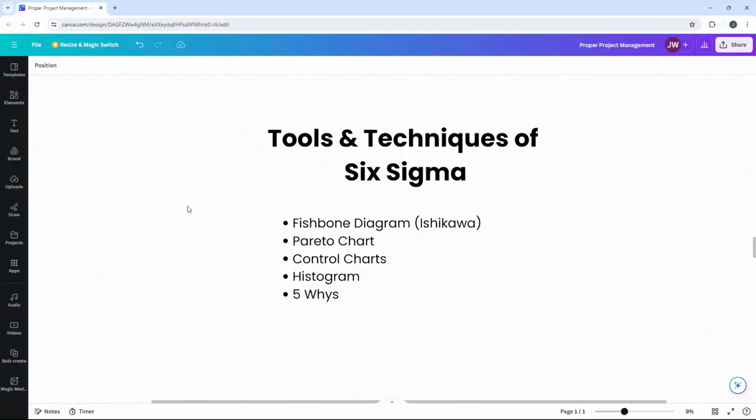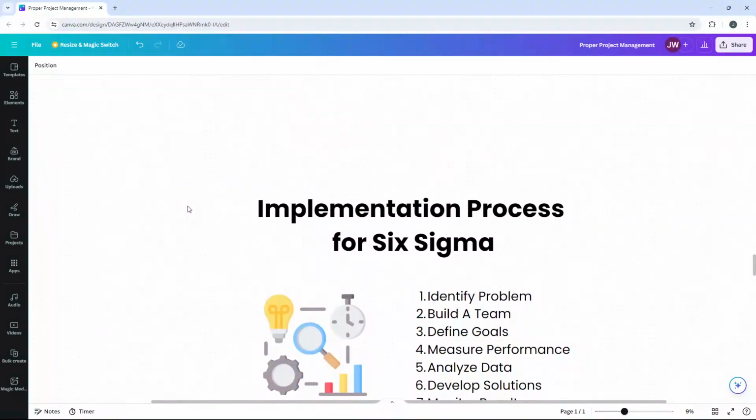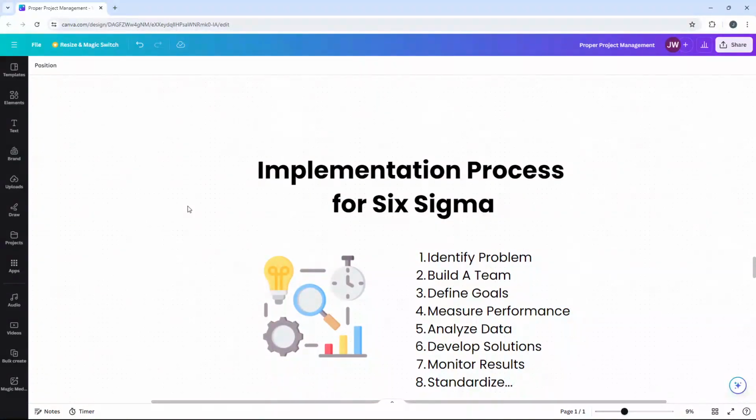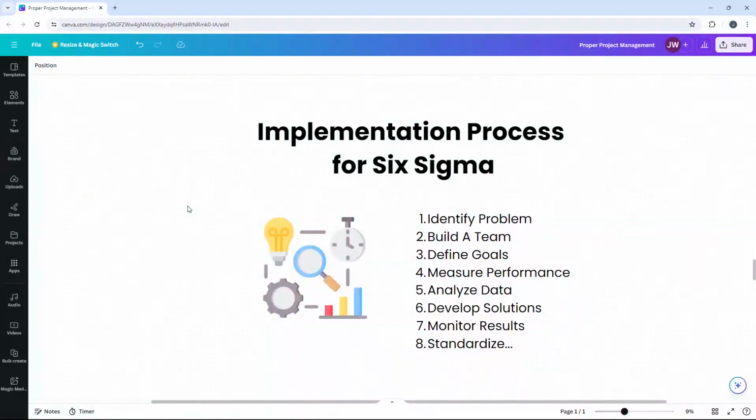So in terms of implementing Six Sigma, the process is as follows. It's a very structured approach. So firstly, you need to identify the problem. You need to clearly state the issue or process that needs improvements. You then need to build a team around it, so you need to gather the right experts with the right skills, so it could be a set of green belts as an example. You then need to define goals and set your objectives, establish clear measurable goals for each project.